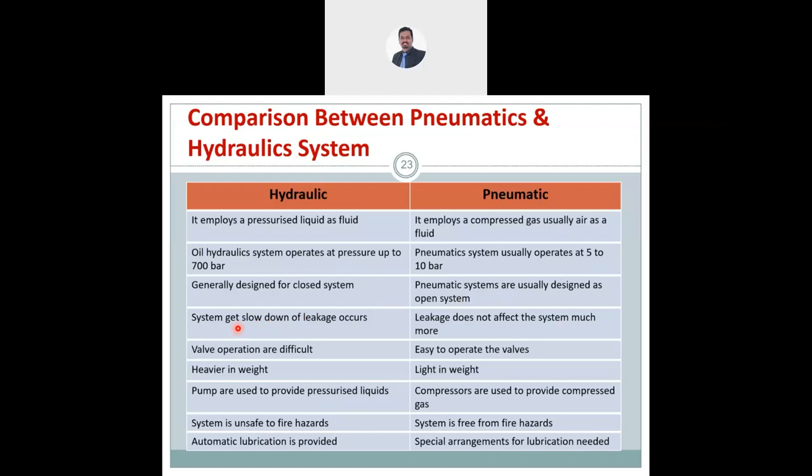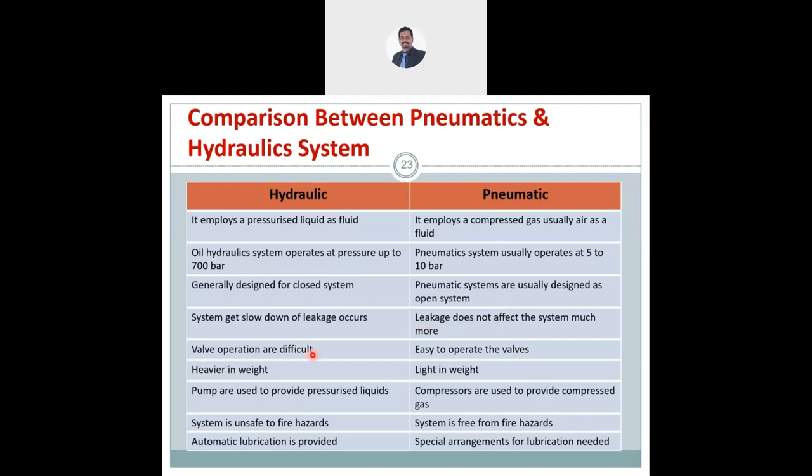If the system gets slowed down by leakage, that is one disadvantage. So if the oil comes out, there is leakage, and your system slows down because there is not enough liquid to sustain the operation. But for pneumatic, leakage does not affect the system much. Even though there is some leakage, the compressed air keeps on entering. Because it is abundant, leakage does not affect the overall system so much.